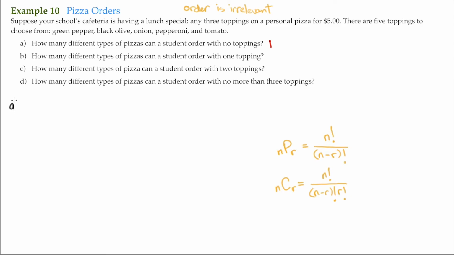So I'll put A right here. So I've got N choose R. And if you look at this problem here, any 3 toppings on a personal pizza for $5, there are 5 toppings to choose from. We even have that term choose in there. So it kind of lends to what process we should use. So I have N choose R. That means 5 toppings, and I'm choosing none. That becomes 5 factorial.